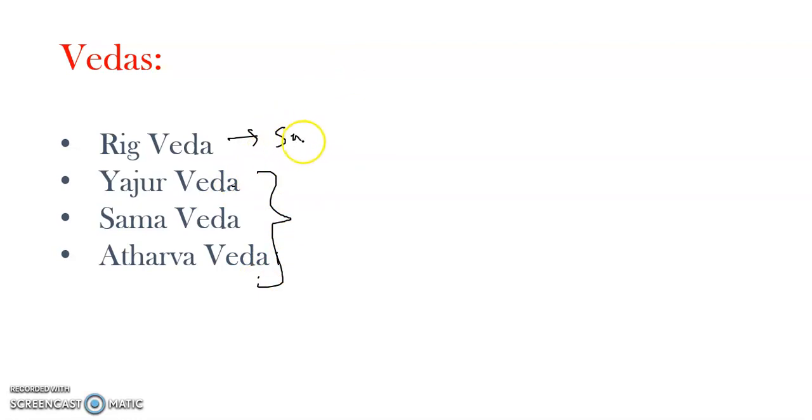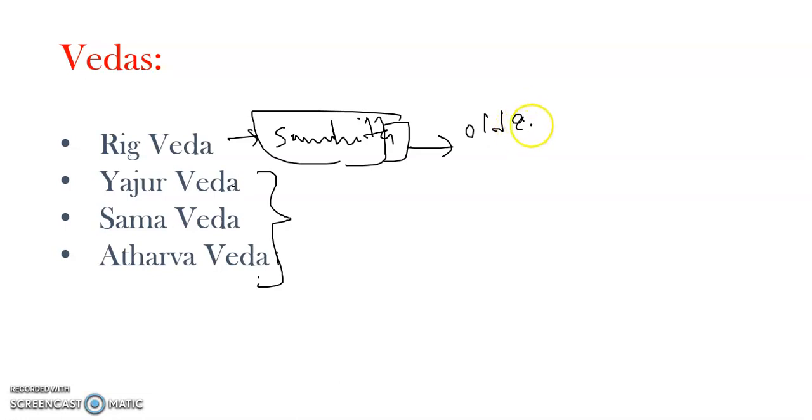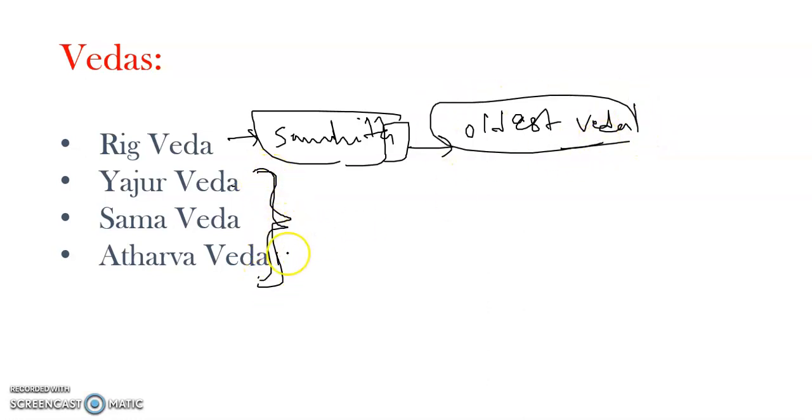Now, the Rig Veda Samhita, I will discuss about the Samhita later on. Rig Veda Samhita is the oldest of all the existing Vedas. All the remaining, whatever the Brahmanas, Aranyakas, Upanishads and all, and the Yajur Veda, are called later Vedic texts.